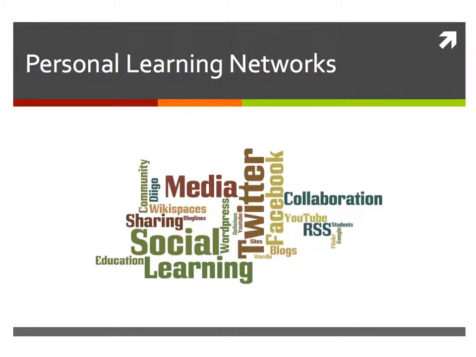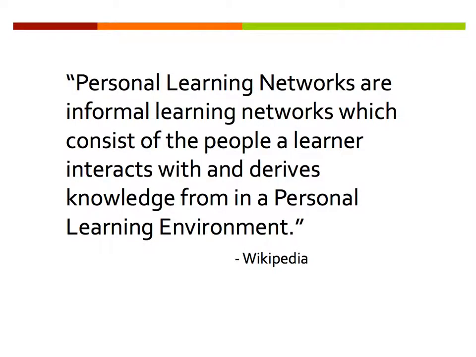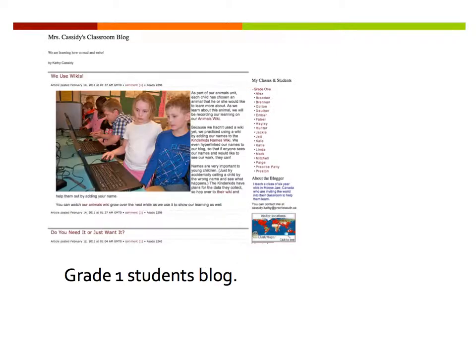This video is an introduction to personal learning networks. Wikipedia defines personal learning networks as informal learning networks which consist of the people a learner interacts with and derives knowledge from in a personal learning environment. We all have personal learning networks. These are the different people that we learn from, that we share information with, different sources of information that we get. And this is what we're going to cover in this video.